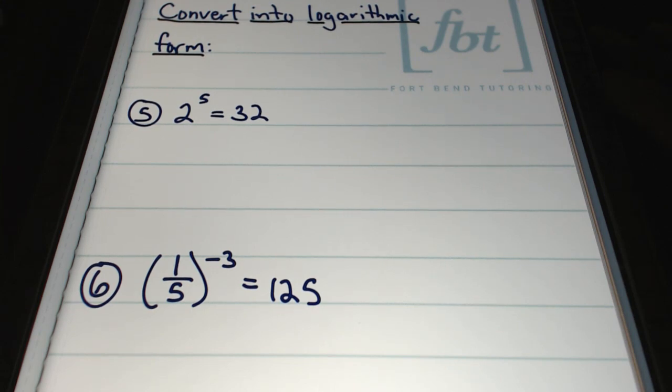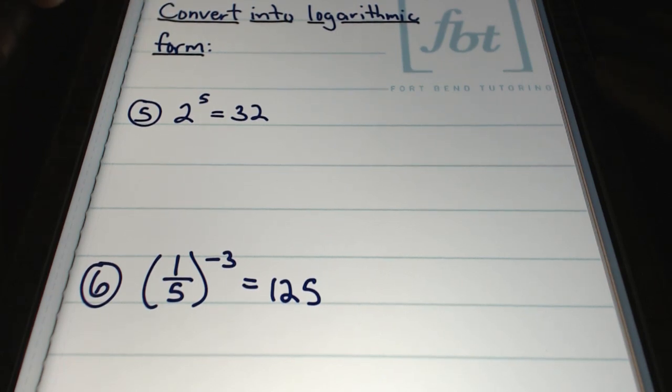We have convert into logarithmic form. We're doing the reverse now, guys. We are converting from exponential form into logarithmic form. So starting out with conversions for our problems for today, we now are asked to convert into logarithmic form. Here we go. Let's go ahead and get this started here.